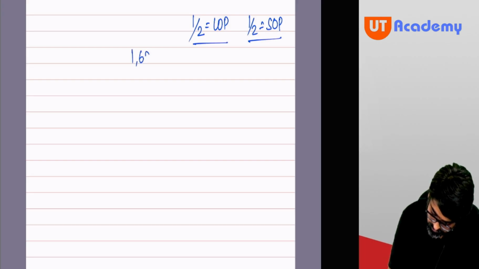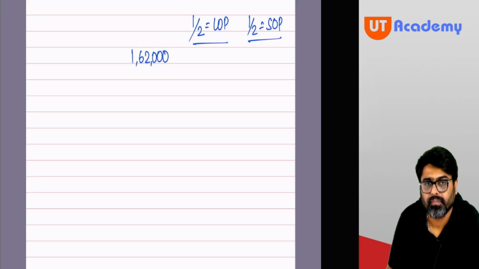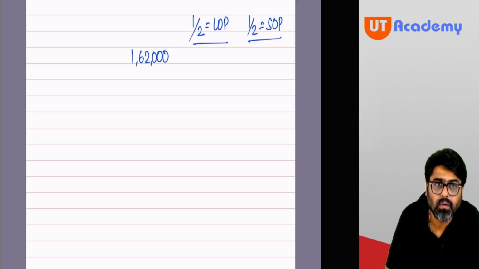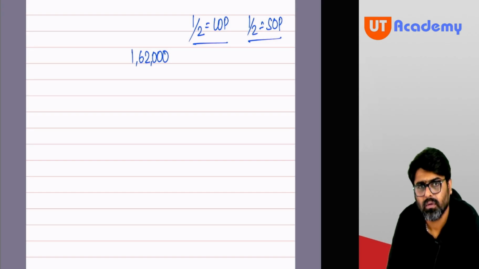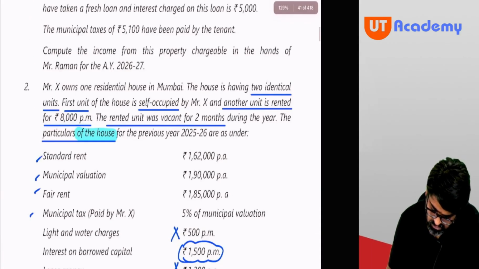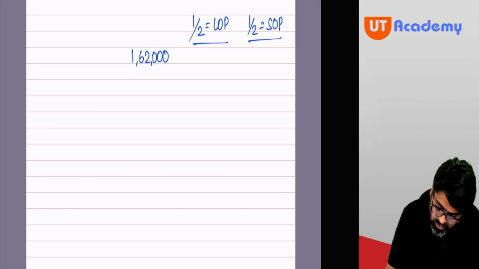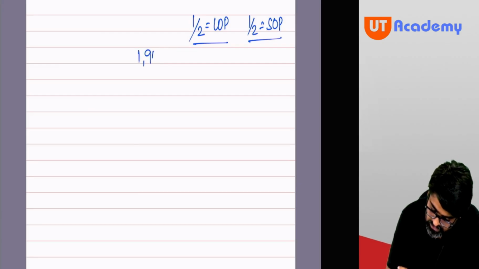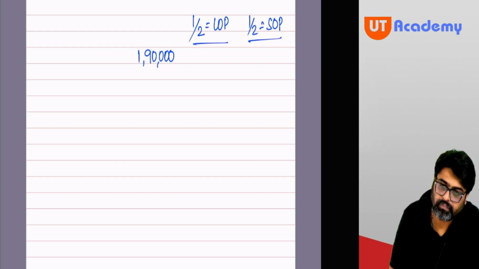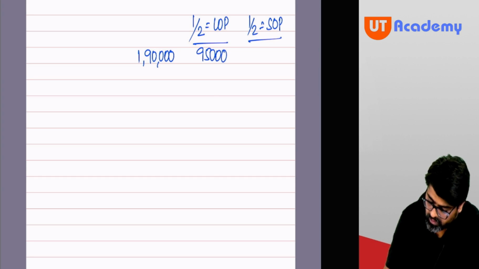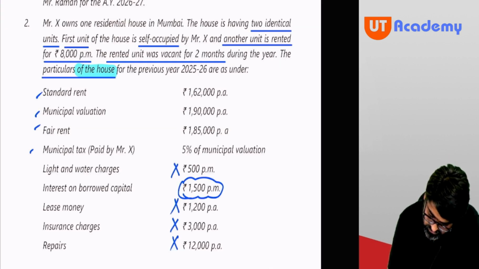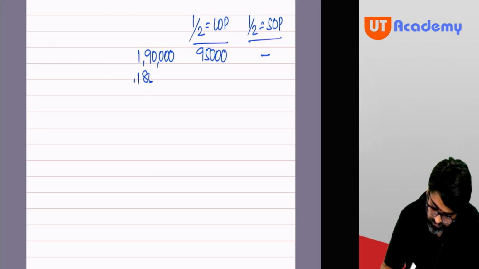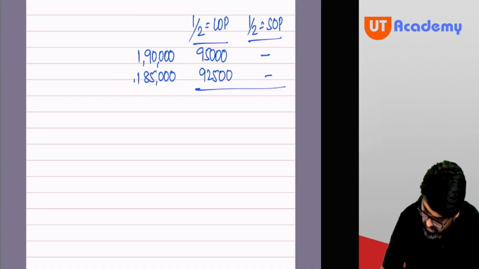Municipal value? 1,62,000. Half is? Oh, standard rent they have given first. Okay. Municipal value is 1,90,000. Divide by 2. 95,000 here. And here it will be dash. Now, what is the fair rent? 1,85,000. Can I say divide by 2 will be 92,500? 92,500, dash. Now tell me, higher amount.